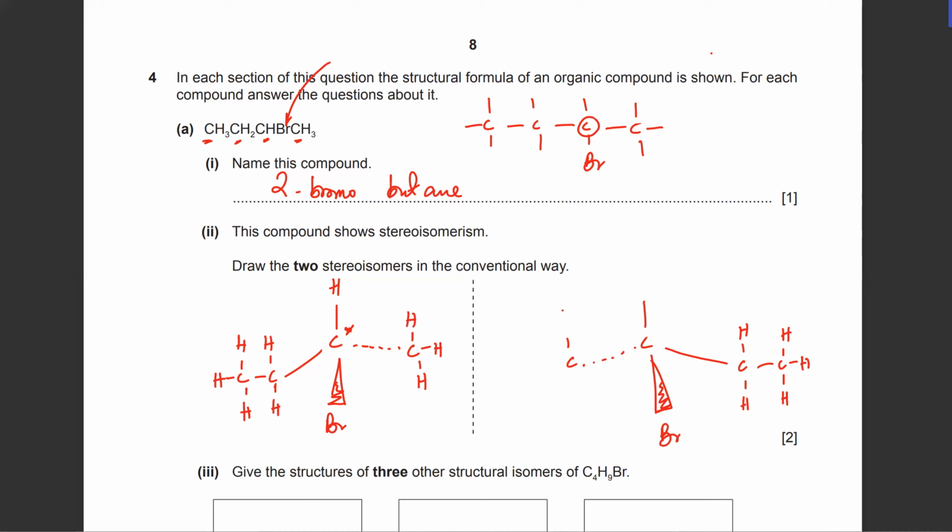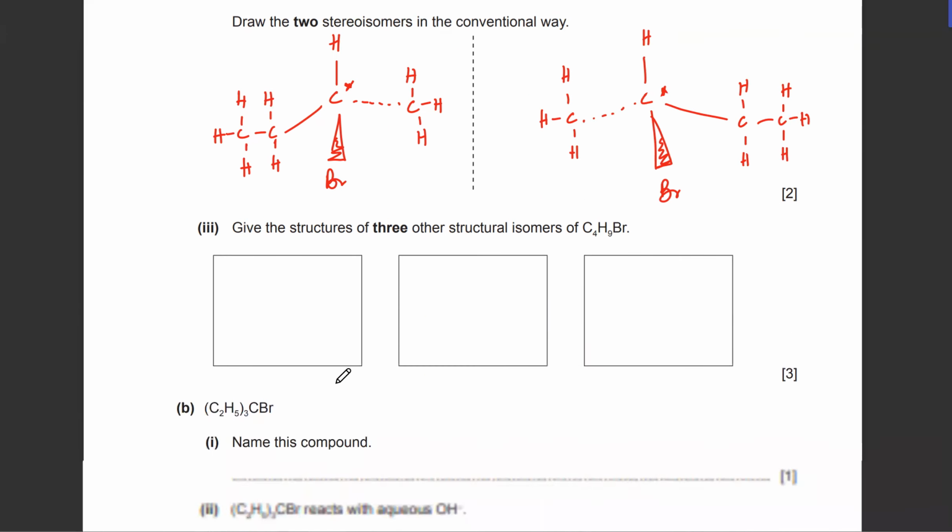This CH3 would be on the left. Earlier it was on the right, now it's on the left, and there's an H on the top. So these are two mirrored versions. Then they say there are 3 other structural isomers of C4H9Br. So C4, H9 and Br, either Br would be here, and all of them would be H's.